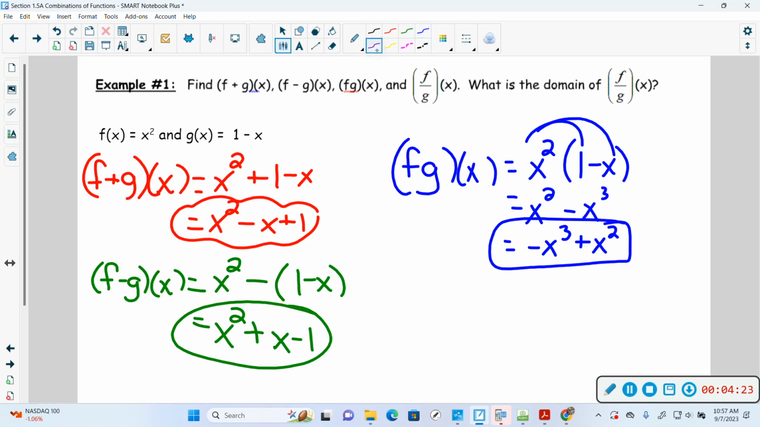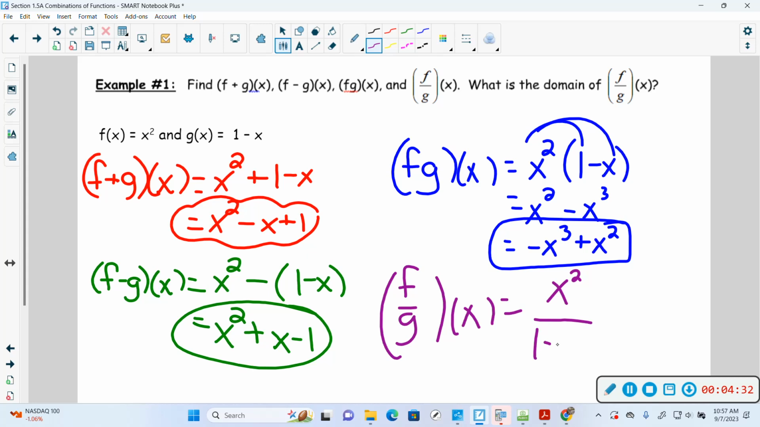Okay. And final one, quotient. F over g. So f, of course, is our x squared. G. What are we doing with that? What I'm really asking you is, as always with a fraction, can you simplify or reduce it?